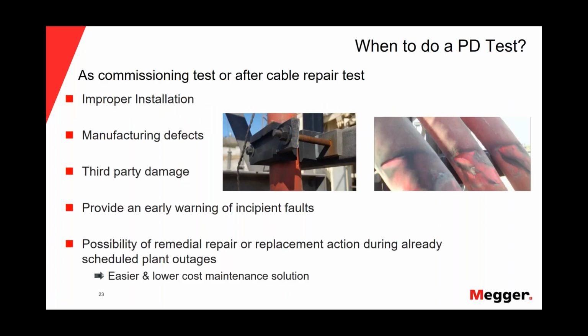So when to use partial discharge? Well, we can use partial discharge as a commissioning test or after cable repair tests. The goal is to find improper installation, manufacturer defects, or third-party damage. Partial discharge is especially good to find poor workmanship issues, manufacturer defects, or installation problems. For instance, if the cable was bent too much, we will have a chance to find that kind of issue with partial discharge.